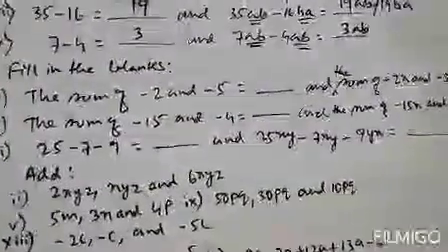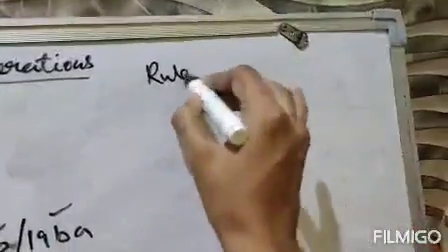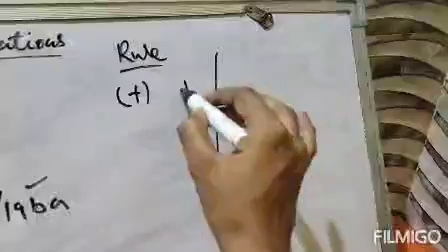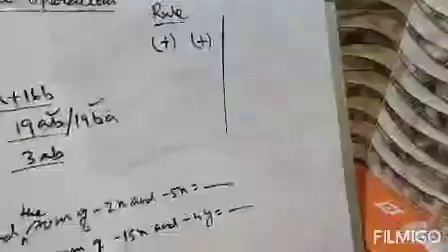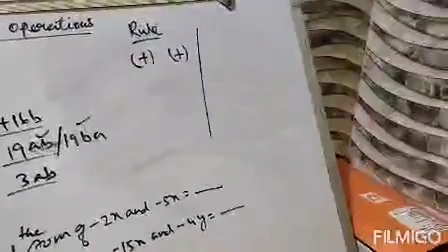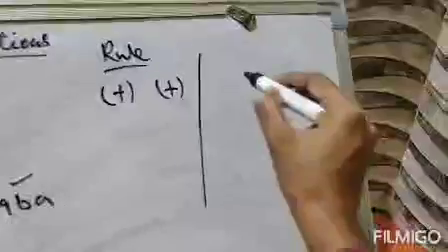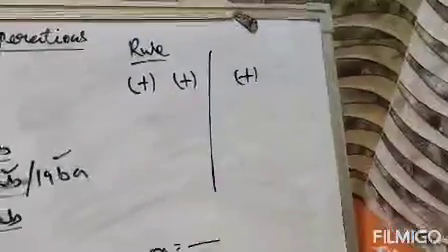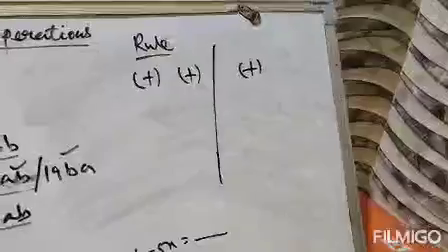Fill in the blanks. Now before solving these questions, write one rule of fundamental operations apart from like terms and unlike terms. The rule is, when both the operations are plus, then we will add. Then the resultant operation will be plus. When both the operations are plus, then the resultant operation will be plus.